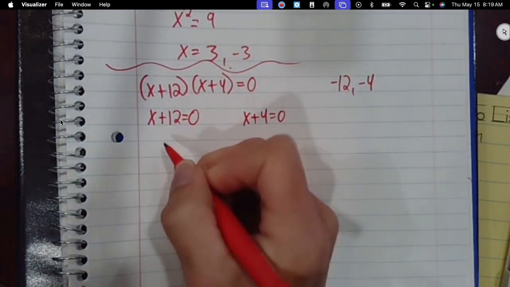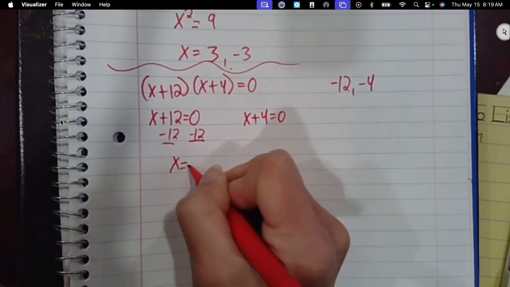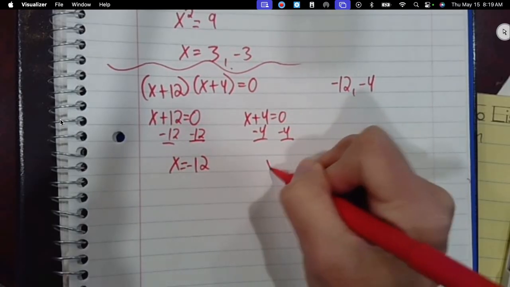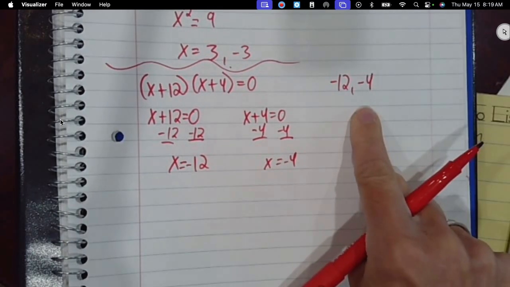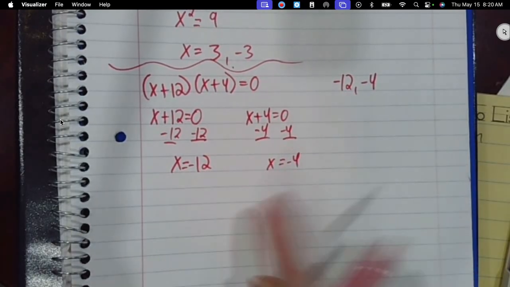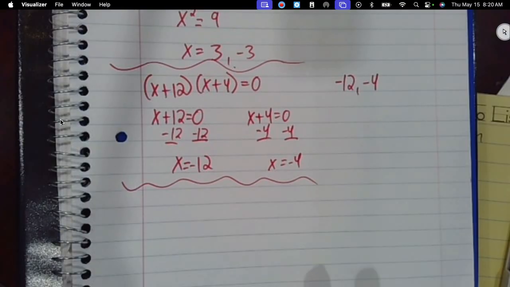And then if you solve, you subtract 12, and you get negative 12. You subtract 4, and you get negative 4. See, that's what we set up here. So some of you can just look at that and tell your two answers. Some of y'all might need to work it out. Either way is good. Okay, I feel like I'm going faster on these.